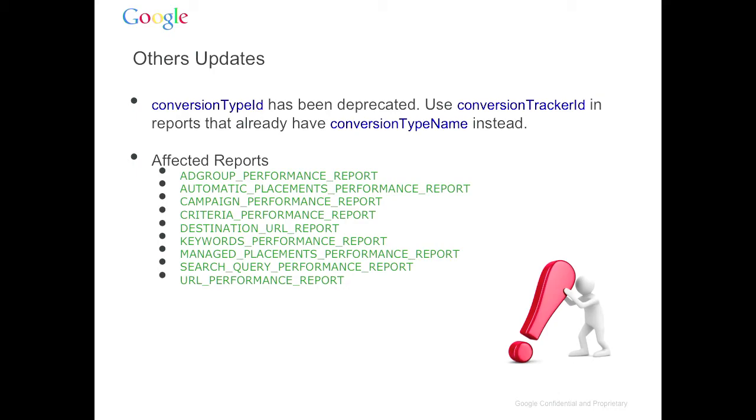We have also published the conversion type name, which is the name. As I mentioned, it's not unique. But now you can differentiate those repeated rows because we're also publishing the real ID of them. Which reports get affected by this change? All those reports mentioned there: the aggregate performance report, the automatic placement performance report, the campaign performance report, the criteria performance report, destination URLs, keywords performance report, managed placements, search query, and the URL performance report. All of them used to report on conversion type ID. We have then made this change.